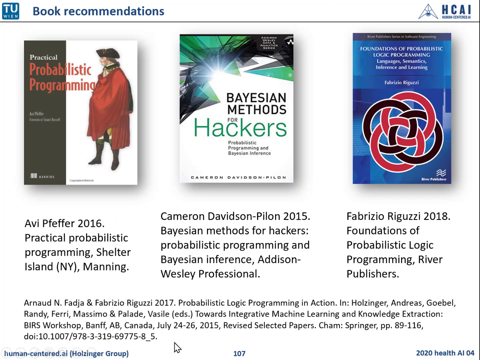Okay, book recommendation. All good things come in three. I think the most classic book is this from Avi Pfeffer, now working for Charles River Analytics. This is Practical Probabilistic Programming. I think he's one of the gurus, who worked together with Daphne Koller at Stanford. So this is really very good. This is a practical book, Bayesian Methods for Hackers. And I would really recommend to have a look at this book from my colleague Fabrizio Riguzzi from Italy.